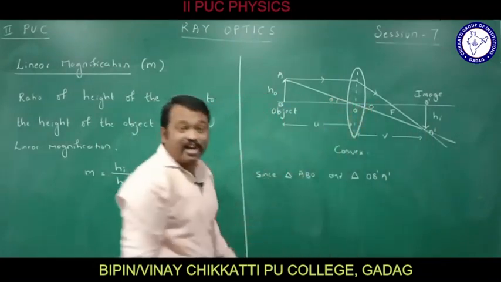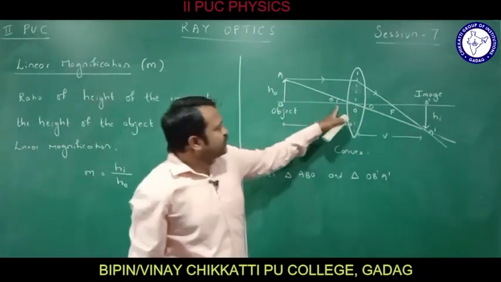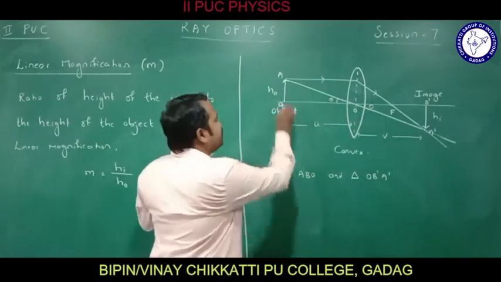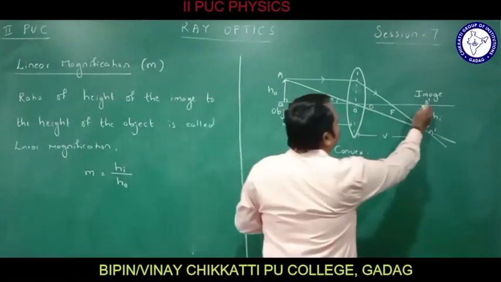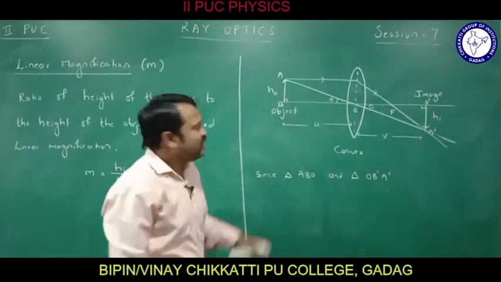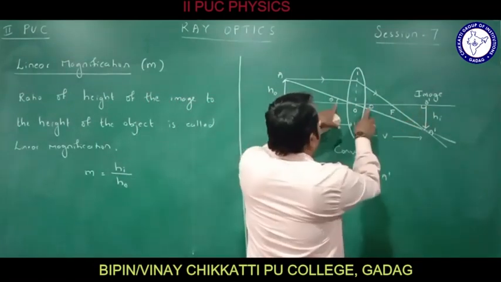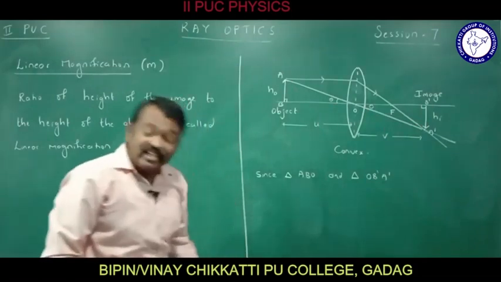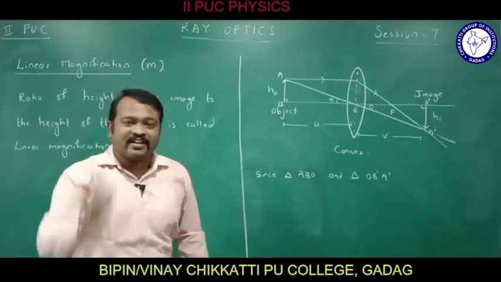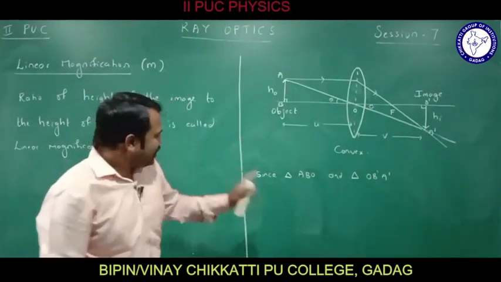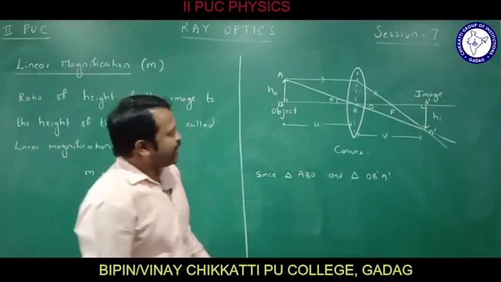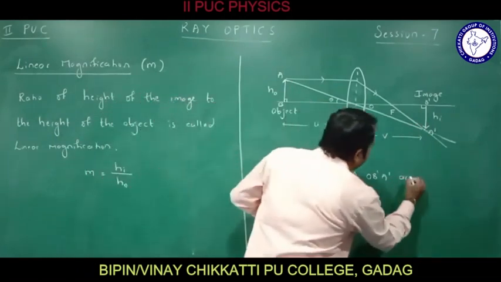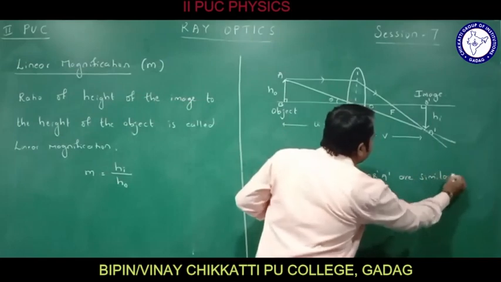Right? These are vertically opposite angles. So if this is angle theta, this is also angle theta. This is 90 degrees, and this is also 90 degrees. If two angles are 90 degrees and these two angles are equal, then the remaining two angles must be equal. That is why we can say that those two triangles are similar. Since triangle ABO and triangle OB'A' are similar, right?